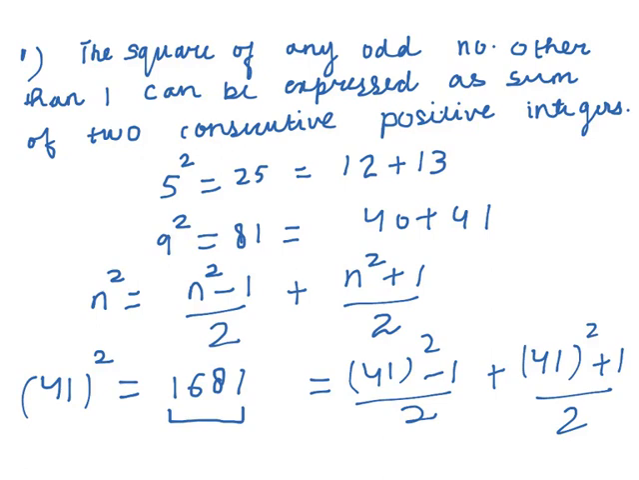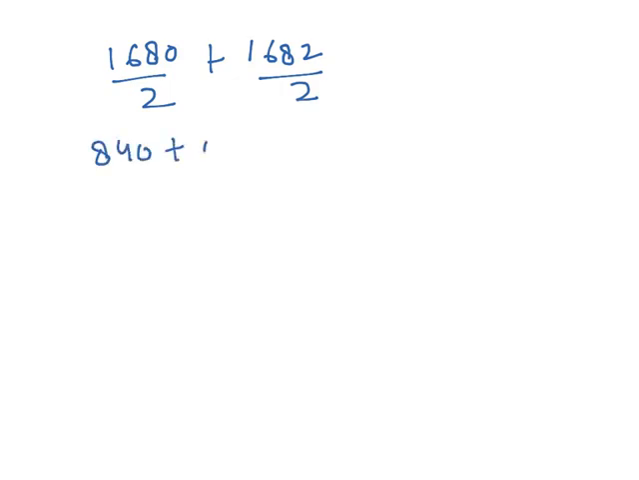41 square is 1681, minus 1 will give us 1680 divided by 2, plus 1682 divided by 2. 1680 divided by 2 will give us 840 and it will give us 841. So these are the two consecutive integers whose sum will give us 1681.